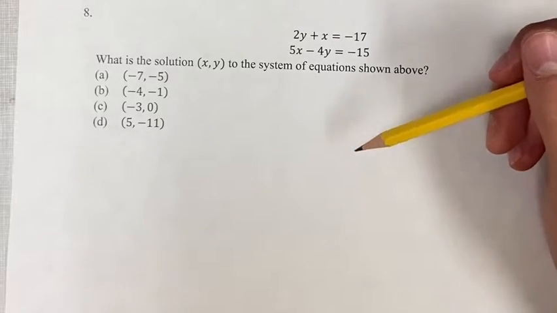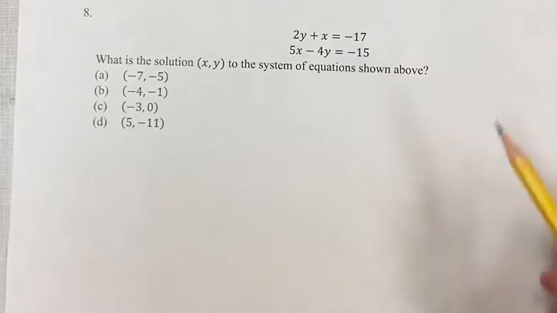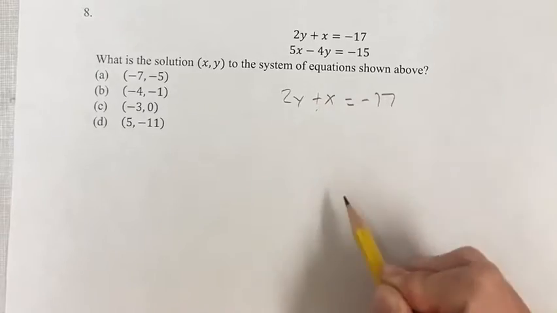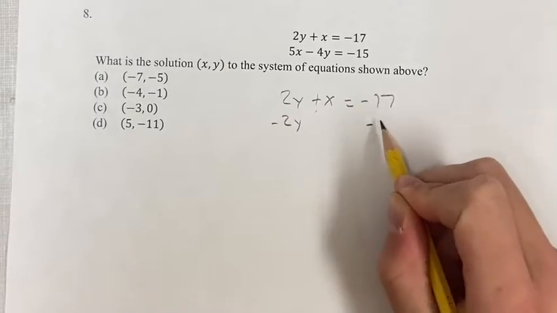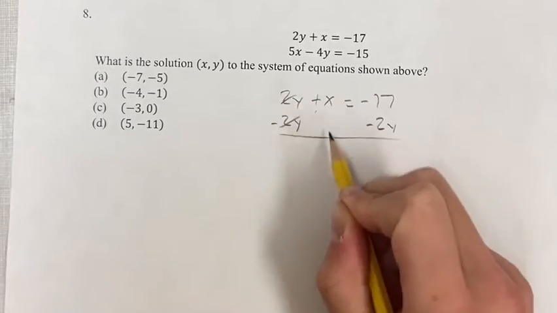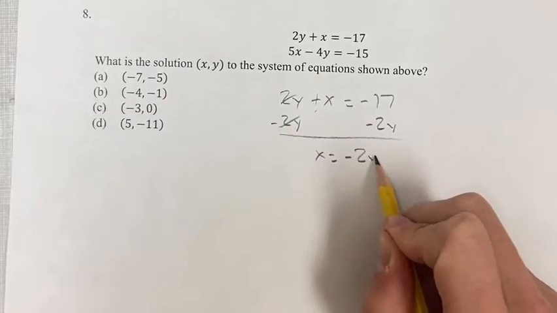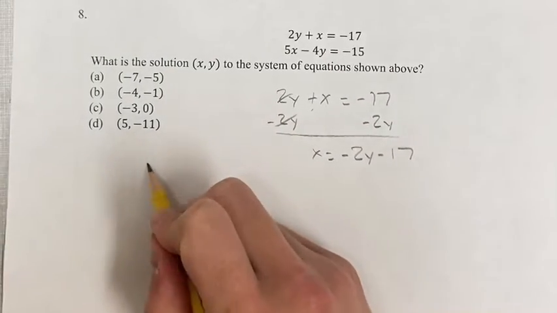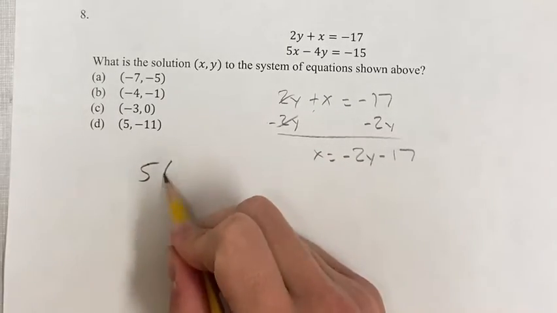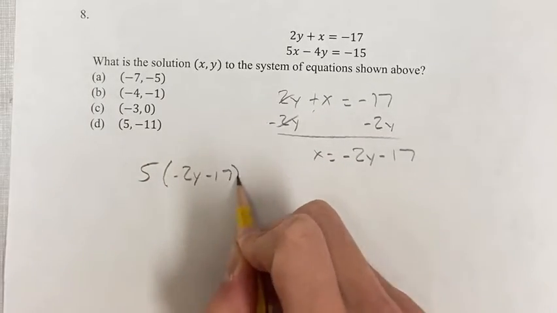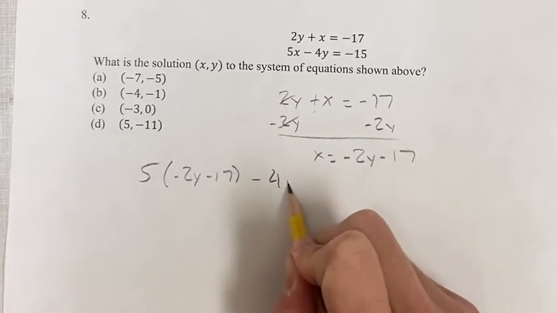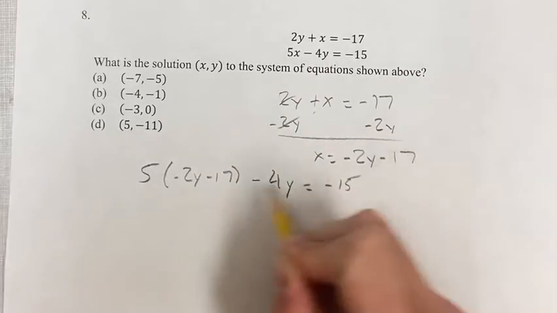I think this is a good opportunity to use substitution because we have 2y plus x is equal to negative 17. So if we subtract 2y from both sides, we get x is equal to negative 2y minus 17. We can plug that into this equation. So we have 5x, 5 times negative 2y minus 17, plugging in our new value of x into the equation, minus 4y is equal to negative 15.